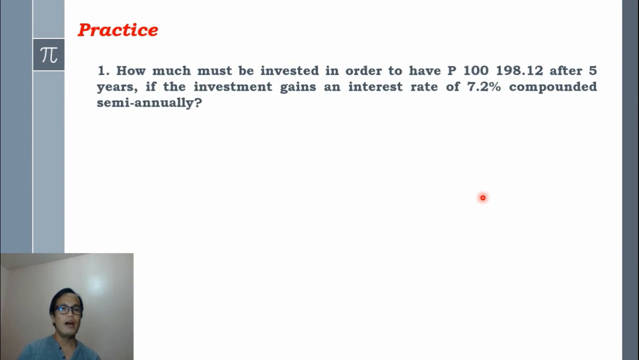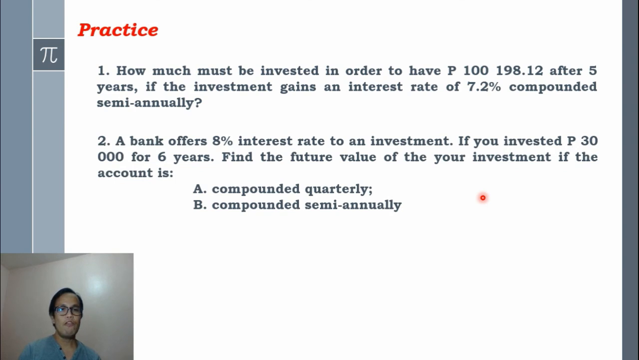Number one, we have how much must be invested in order to have 100,198.12 after 5 years if the investment gains an interest rate of 7.2% compounded semi-annually. And number two, a bank offers 8% interest rate to an investment. If you invested 30,000 pesos for 6 years, find the future value of your investment if the account is compounded, letter A, quarterly, and letter B, compounded semi-annually.